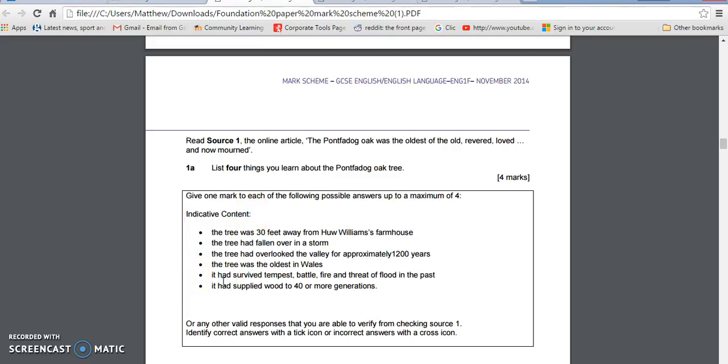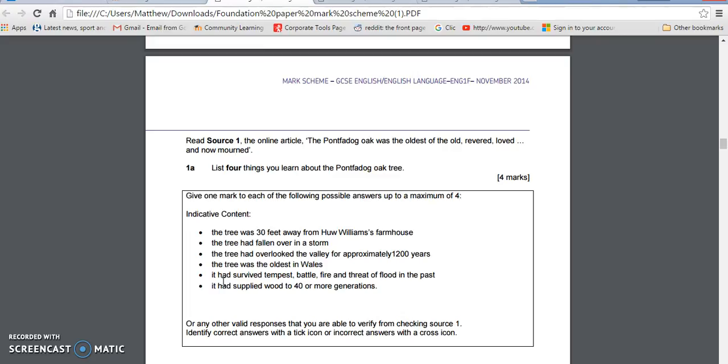So, for example, you could have found out that the tree was 30 feet away from Hugh Williams' farmhouse. You could have found out that the tree had fallen over in a storm, that it had overlooked the valley for approximately 1,200 years. It was the oldest in Wales. It had survived tempest, battle, fire, and threat of flood in the past, and it supplied wood to 40 or more generations. It also says, or any other valid responses that you are able to verify from checking source 1.